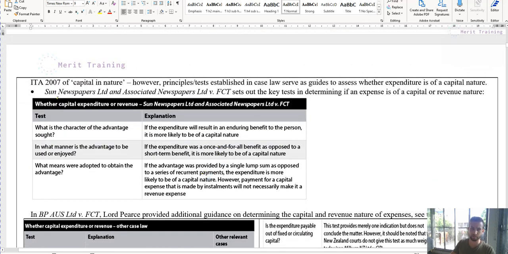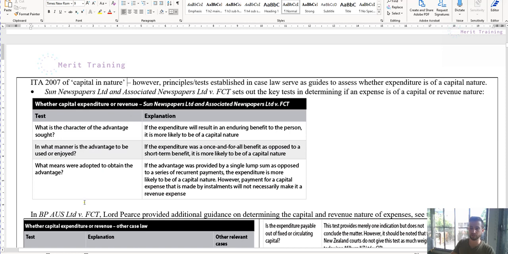Just like there were cases or case law examples or precedents for determining whether revenue was on capital account or revenue account, it's the same story for deductions as well. We need to figure out whether the expense is capital or not. So Sun Newspapers and Associated Newspapers Limited versus FCT is an Australian case, which is also used in the New Zealand case system as it set the precedent for what determines capital expenditure or revenue expenditure.